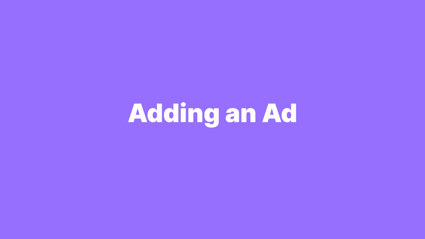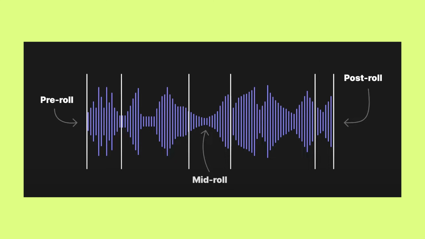Sounds great so far, much more engaging than the original episode. Next up is time to add an ad in the middle of the episode. This is called a mid-roll ad. You can add ads anywhere in your episode, but the most common places are right at the beginning, a pre-roll ad, in the middle, a mid-roll ad, and at the end, which is a post-roll ad.